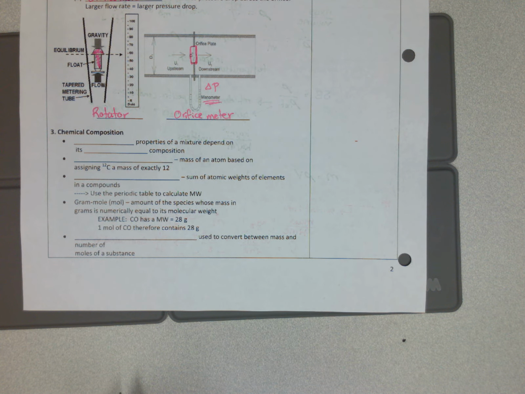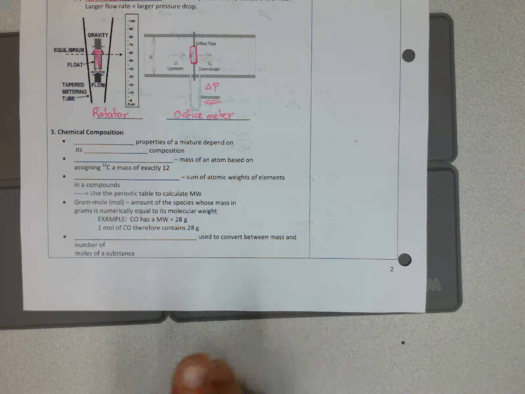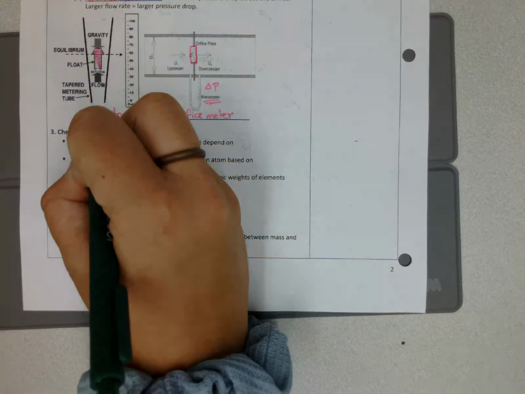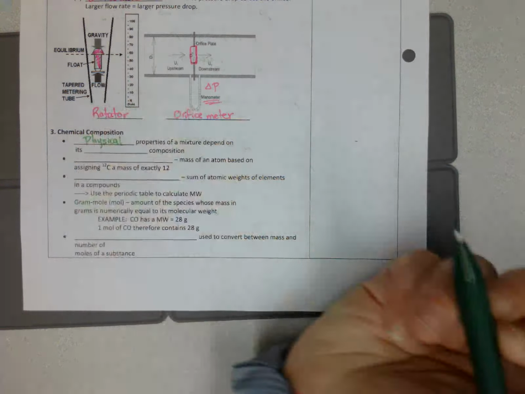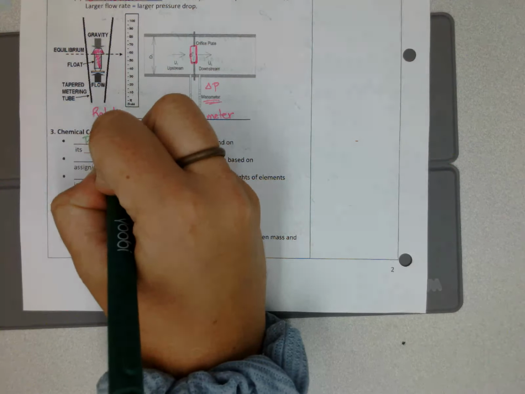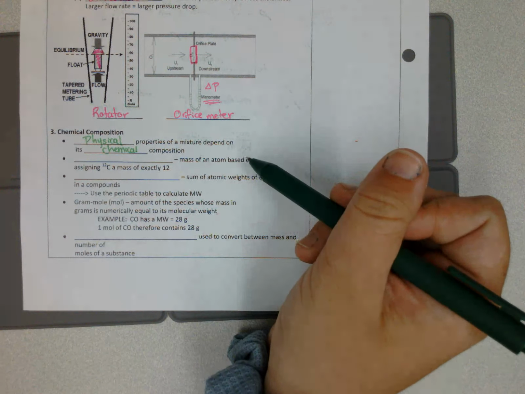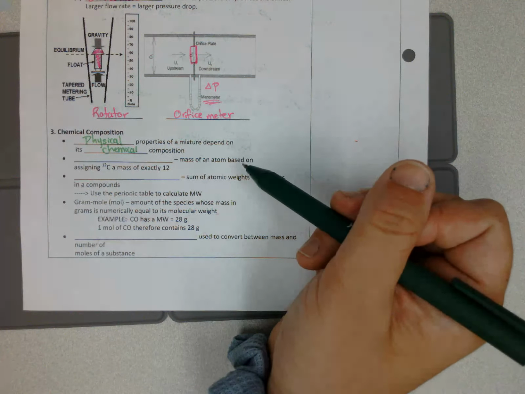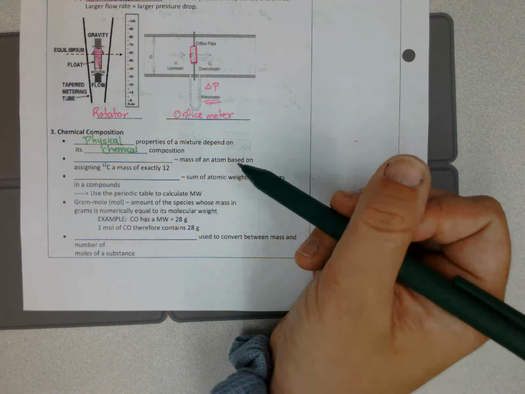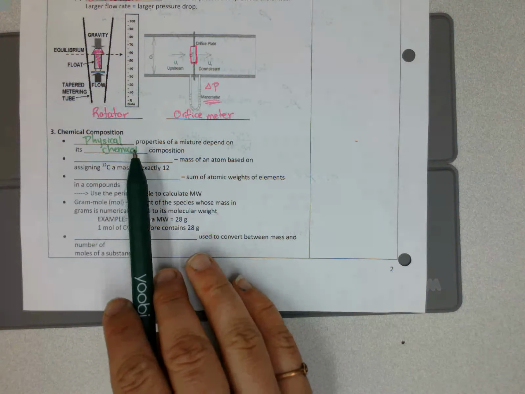Let's talk about chemical composition, and hopefully this is going to be one of those shorter lectures that's just a quick review from chemistry. So when we talk about chemical composition, we talk about physical properties, and physical properties of a mixture depend on chemical composition. So how this solution looks, like what color is the liquid that you mix together, that's a physical property, and it depends on its chemical composition.